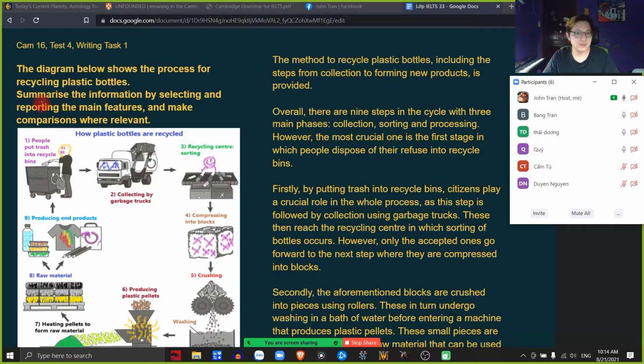You are asked to summarize information by selecting and reporting the main features and make comparison where relevant.